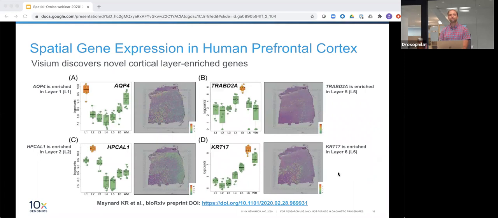So what are the classical markers? We already sort of know that, but they were able to find previously unknown markers as well. So for example, in layer 1, they were able to see high expression of this gene AQP4, and similarly in layer 5, layer 2, and layer 6, they were able to find these previously unknown markers. The genes were obviously known, but they weren't known to be markers of that particular cortical layer. And so you can use this technology to find additional information and novel findings beyond just finding what you'd expect to find in the human cortex.